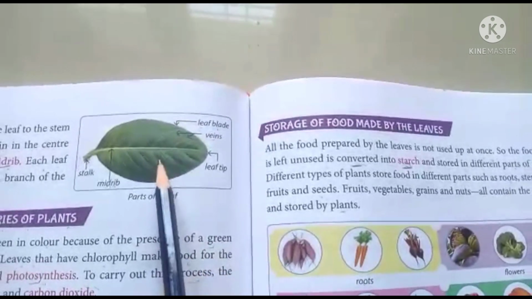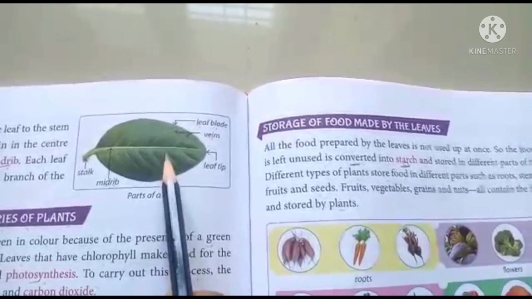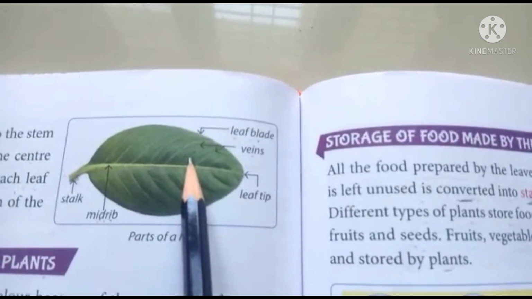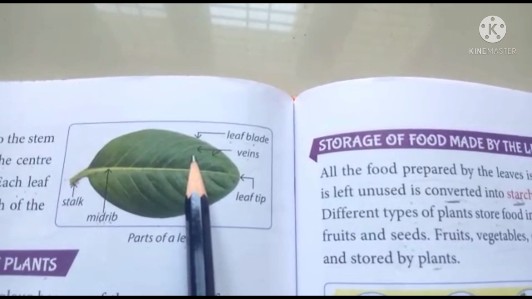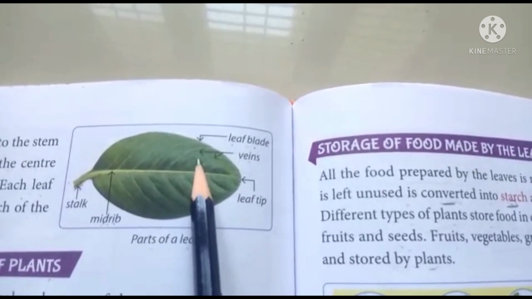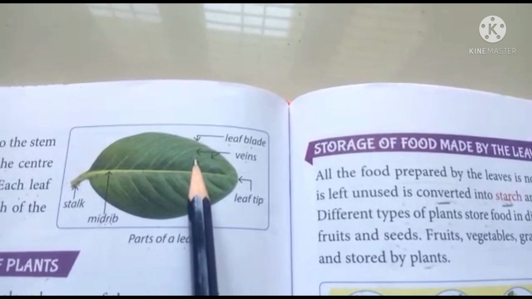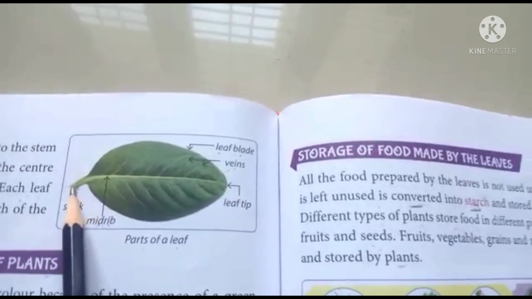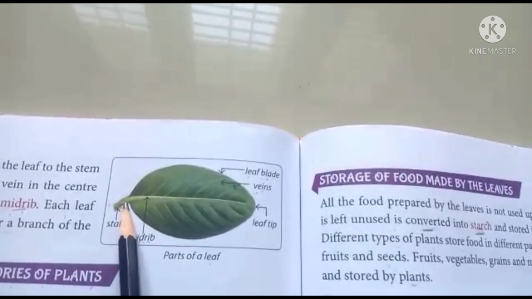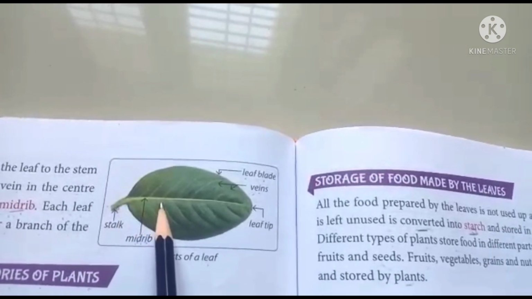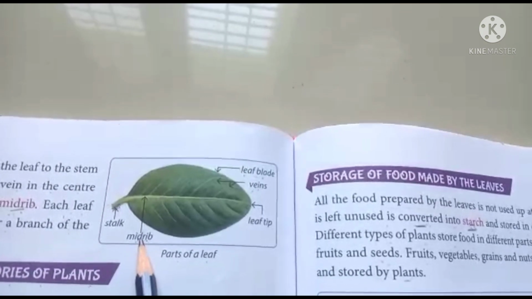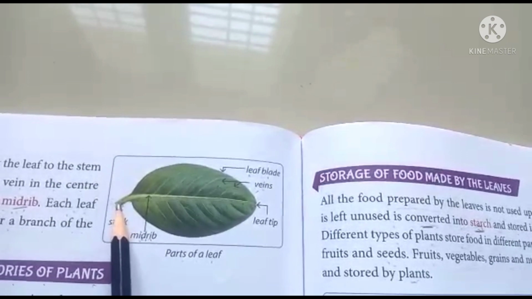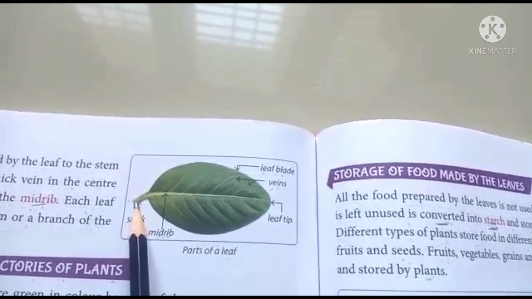Now lateral small thin fine lines are present. You see here, I'm showing a zoom. See here, on the lateral sides thin parts are present like a thread. These are the veins. Now a thick vein is present in the center. This is the midrib. And this is the stalk. With the help of the stalk, the leaf is attached to the main branch of the plant.